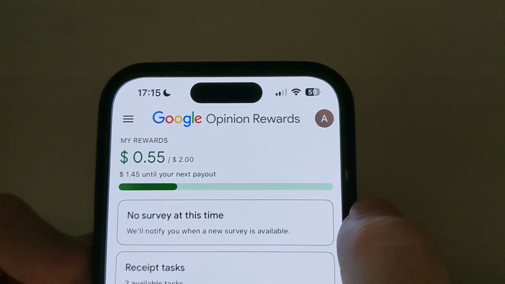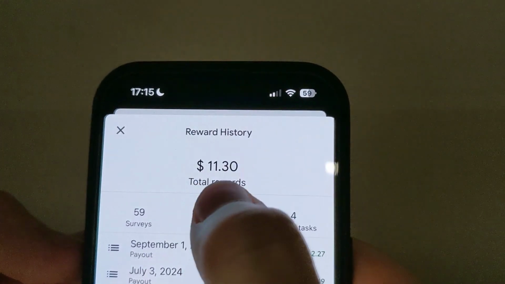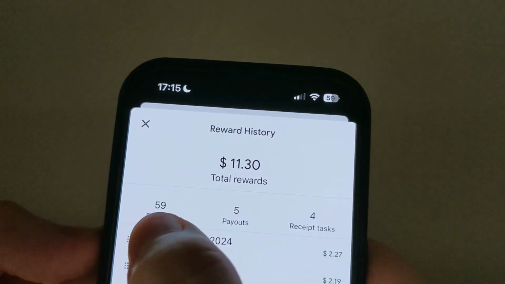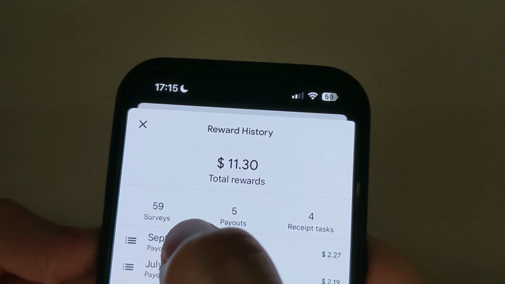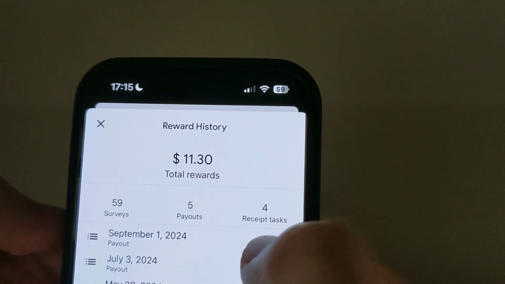So hope you guys enjoy. For all time I get $11.30, 59 surveys completed, 5 payouts and 4 receipt tasks.